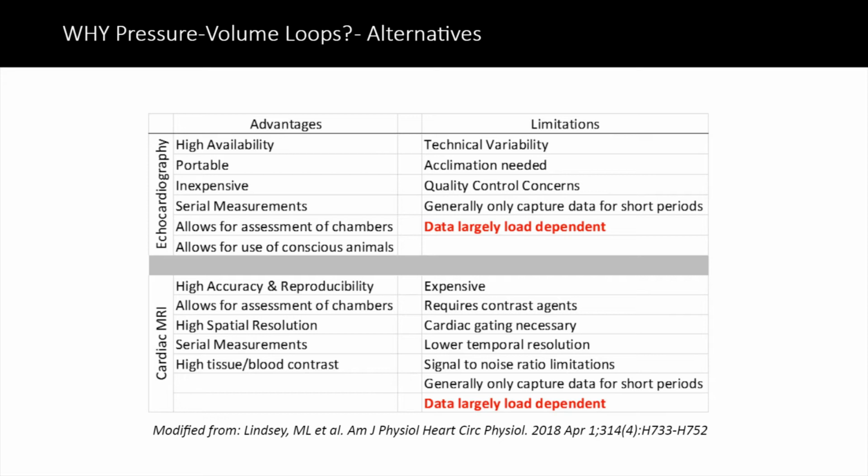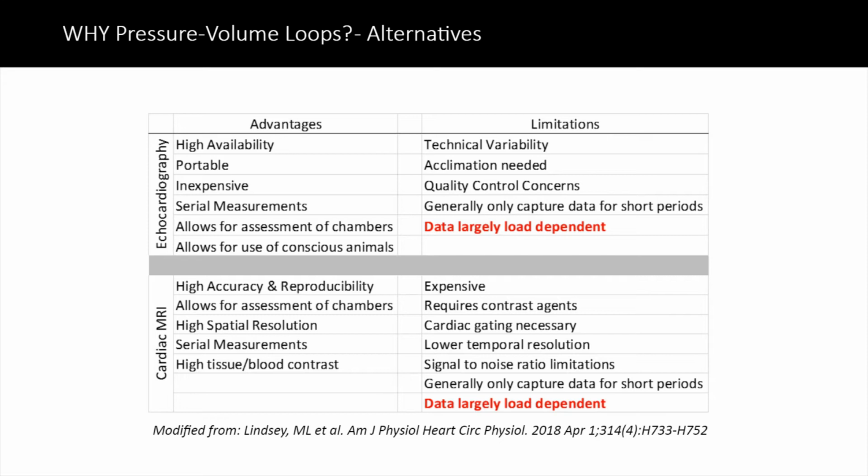As with any tool, these modalities are going to have advantages and disadvantages. What you find in common between the two is the ability to perform serial measurements and the ability to assess cardiac chamber structure. Echo is generally going to be more available and more portable than cardiac MRI. However, you get better blood tissue contrast from MRI as well as greater spatial resolution. One particularly appealing aspect to echo is that it can be performed on conscious animals, but this comes with a notable caveat: a significant acclimation needs to occur because the stress of the procedure would otherwise clearly introduce an experimental bias.